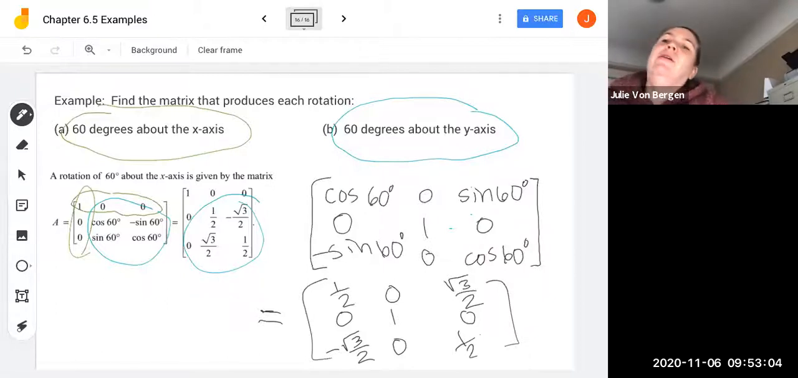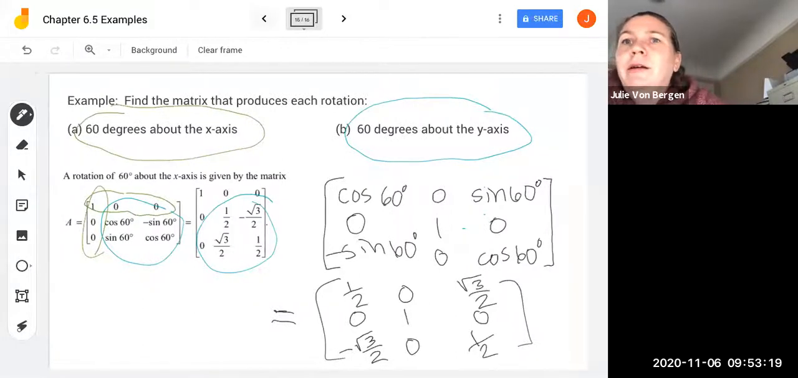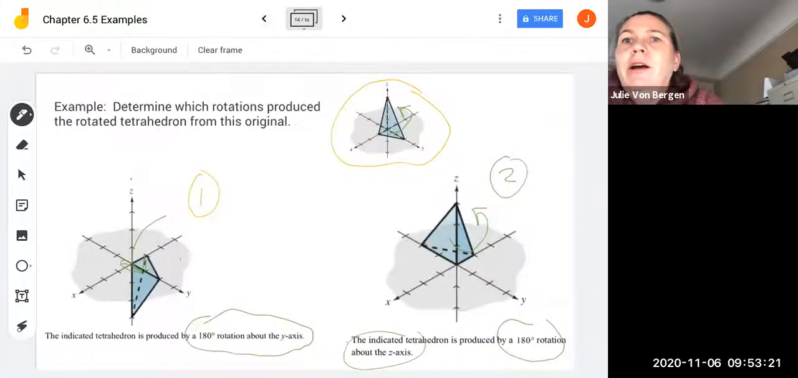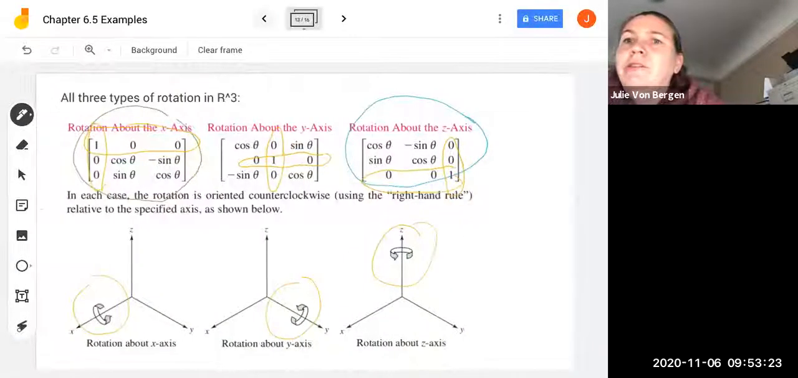So you could write your matrices either in terms of the cosines and sines, or you can go ahead and use the unit circle to convert those. So we see that finding matrices for rotations is fairly straightforward. You'll use these matrices of rotation that are given to us here in section 6.5.